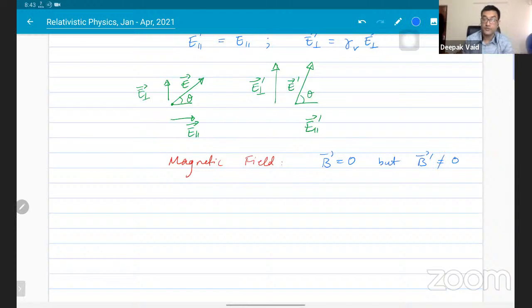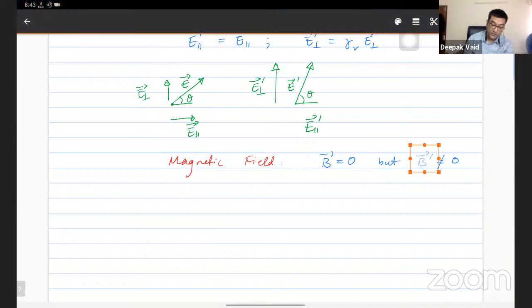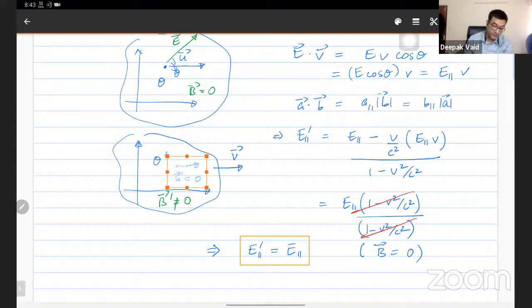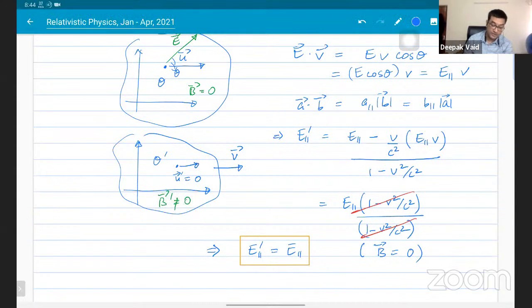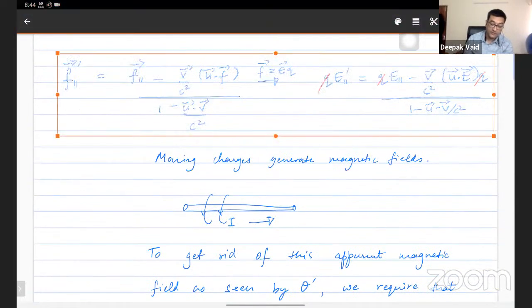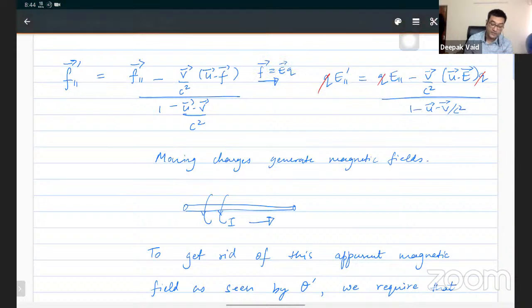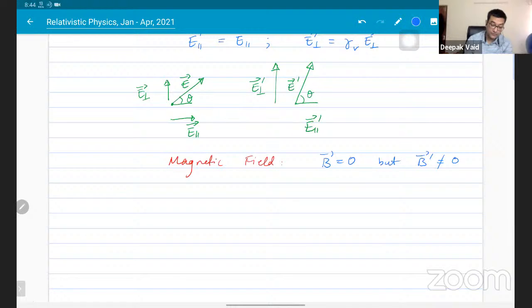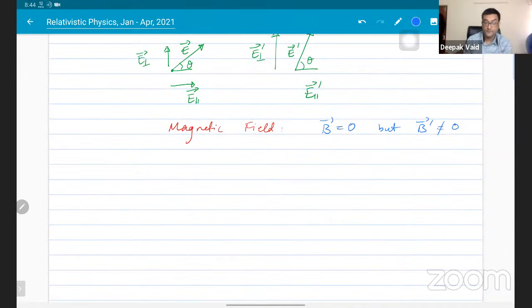B prime is not equal to 0. And that's okay, because remember, the charge is at rest with respect to this observer. So even if B prime is not equal to 0, there is no force on this charge. And so the equations that we have used for the force, they are valid. This equation that F is equal to EQ.